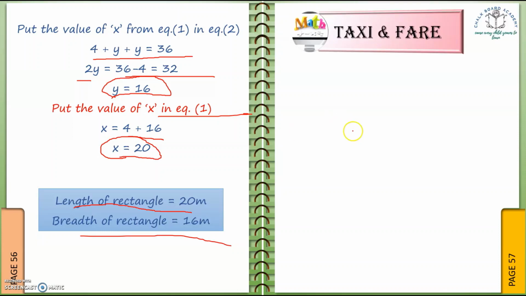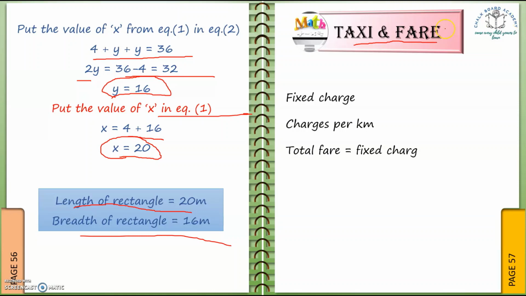In this type, this is taxi and fare, or we can say library and its charges, any such kind of question. Here we will be given two terms. First, fixed charge. We can assume it as x, y, whatever variable we like. Then we are given the charges per kilometer or charges per day, anything. Here we are taking taxi and fare, so charges per kilometer. If we are taking library, then it would be charges per day.